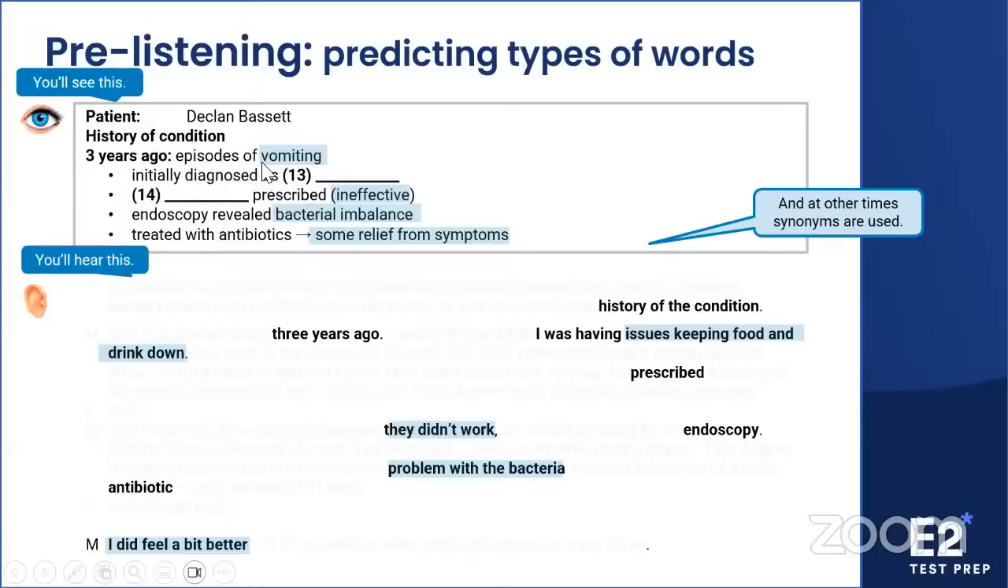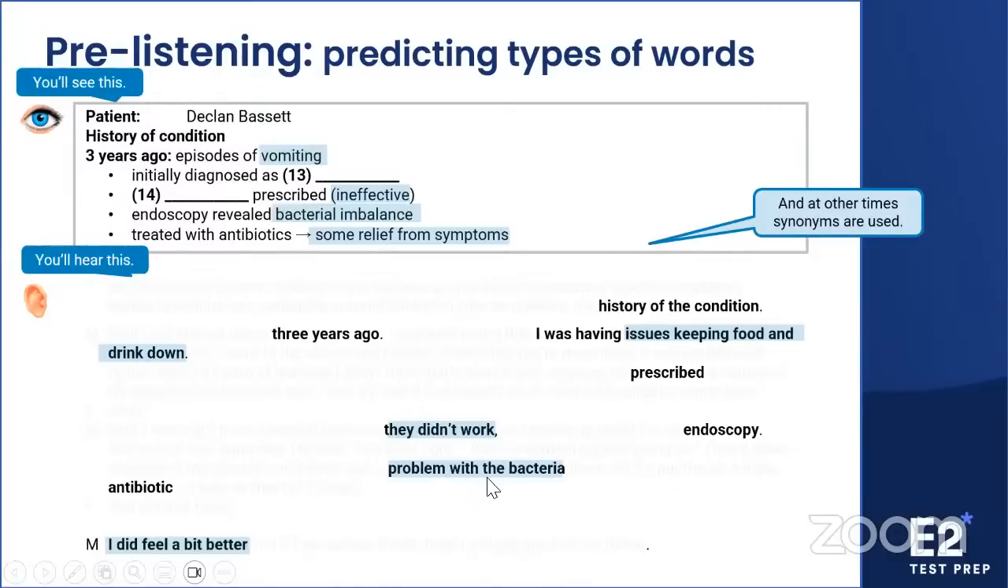But when we come to the word vomiting, well, we see that's paraphrased, right? I was having issues keeping food and drink down. Keeping something down means not vomiting. And the patient says, I was having issues keeping food and drink down. So that's an example of paraphrase. All right. We've got prescribed. Well, that's exactly the same. We've got they didn't work. Well, that matches ineffective. There it's a paraphrase.